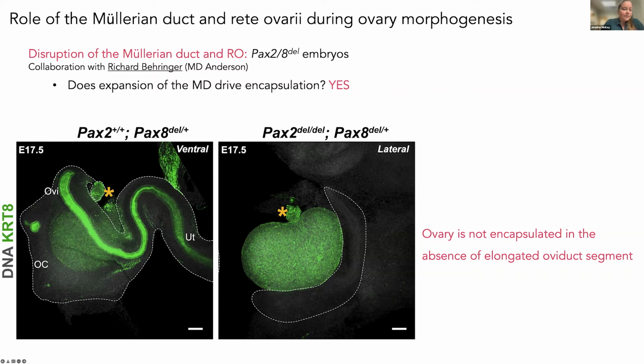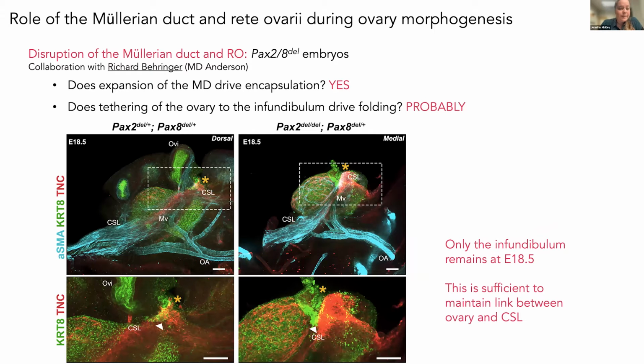However, at first glance, it doesn't really look like this ovary had any other disruption in morphogenesis, and it seems to have folded normally. But I do want to draw your attention to the fact that we have this small fragment of tissue that remains here, and we believe that this is the infundibulum that resisted the deletion of PAX2 and PAX8. And when we looked at the cranial suspensory ligament in these animals, we found that this small piece of infundibulum was actually sufficient to tether the ovary to the cranial suspensory ligament, which could explain why these ovaries still folded.